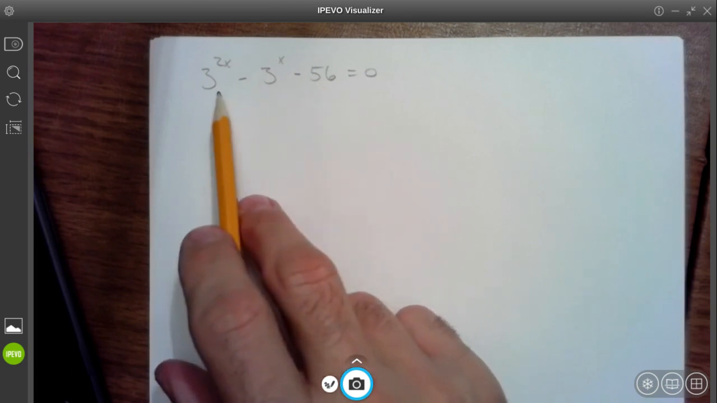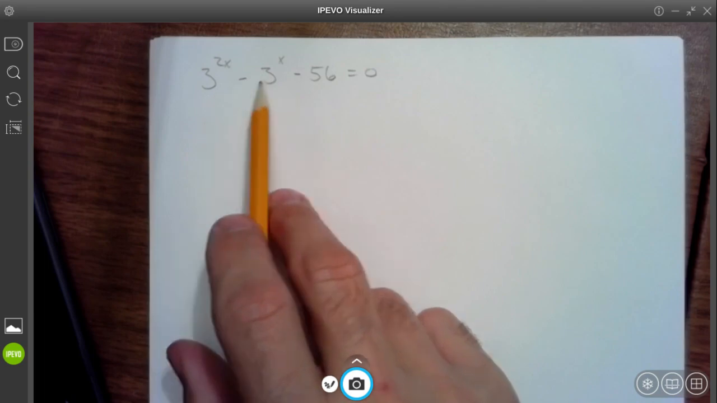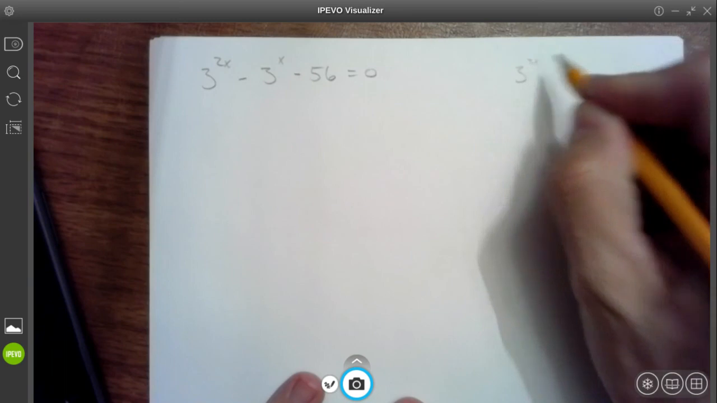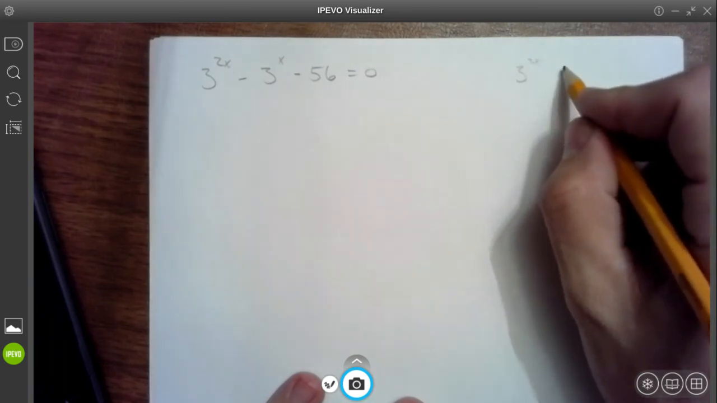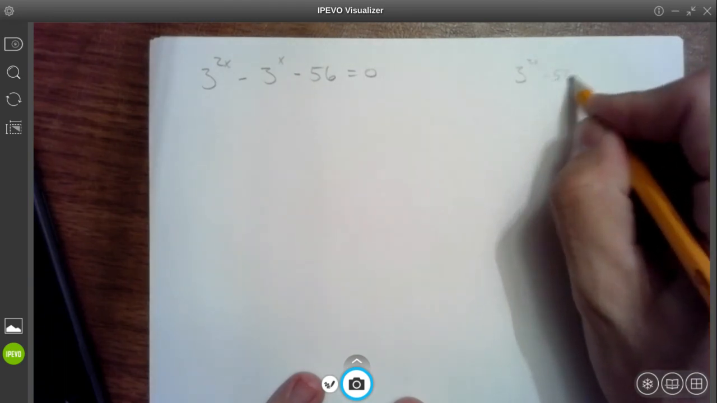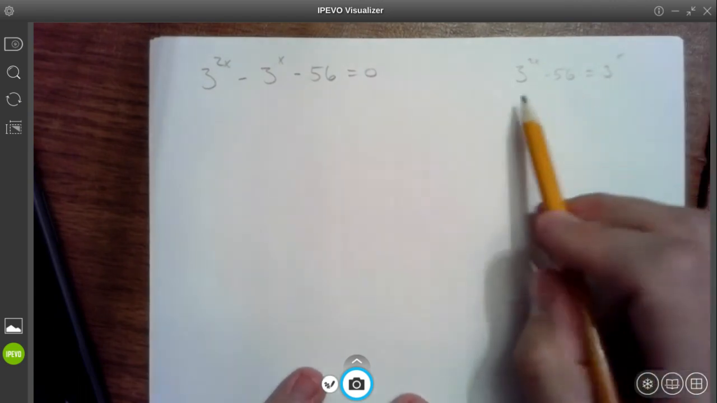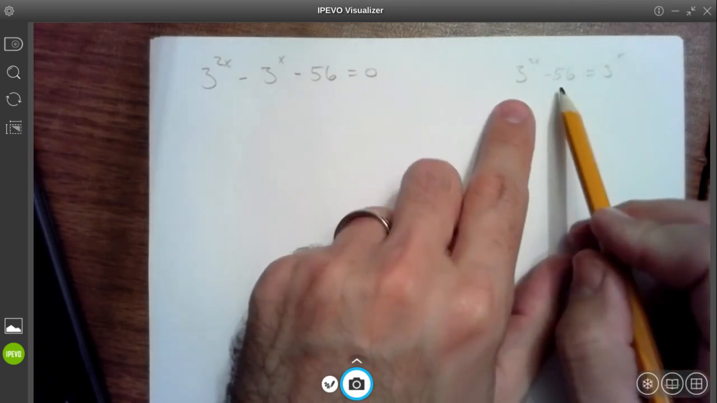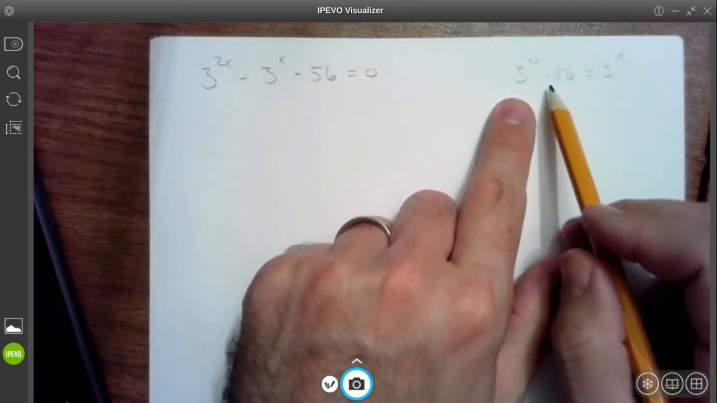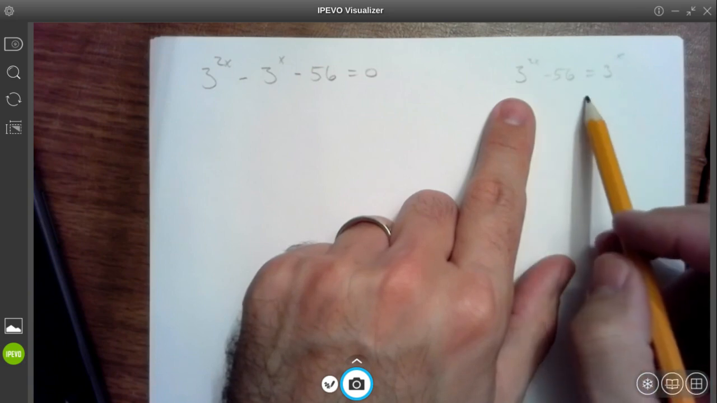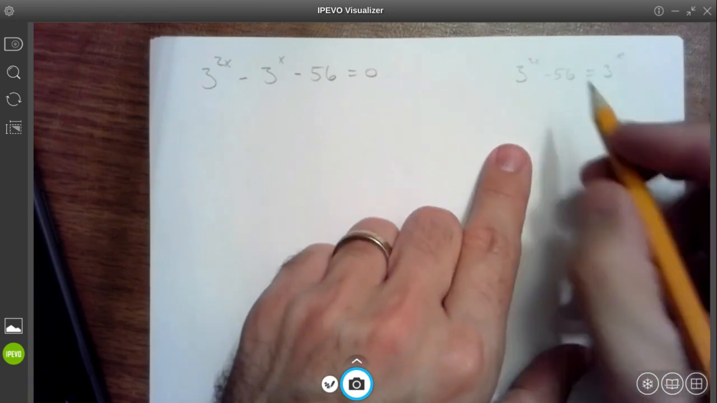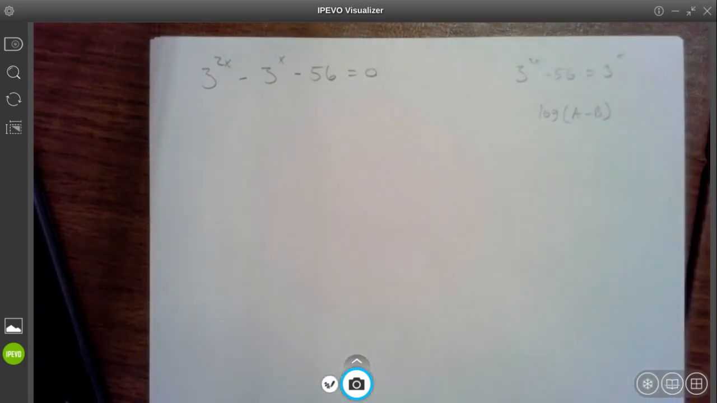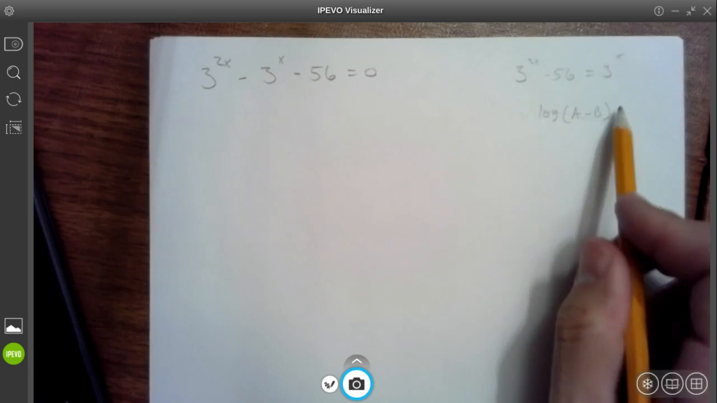You're not able to just move the 3 to the x to the other side and start taking the logs. See here, 3 to the 2x minus 56 equals 3 to the x. We could take the log of the right side, no problem, but we don't really have a way of figuring out what the left side would be if we took the log, because there's not a rule for the log of two things being subtracted, right? We don't have a way to interpret this.